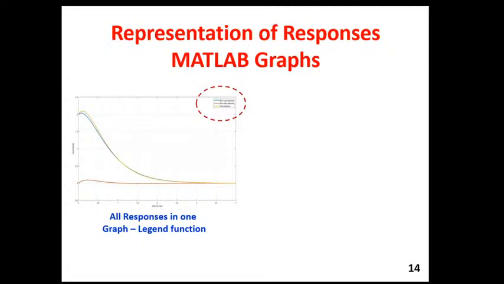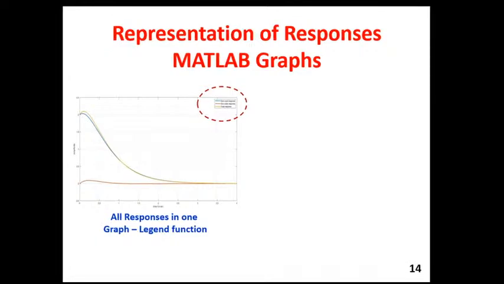So the zero input response is giving you the transient response, which is caused by the initial conditions. The red one is giving the zero state response, which is produced by the input, and combining this blue and red, what we are getting is the yellow one in the response. This round thing is showing the legends, so which graph is which is very clearly seen in this plot. So all responses in one graph by using the legend function in MATLAB.